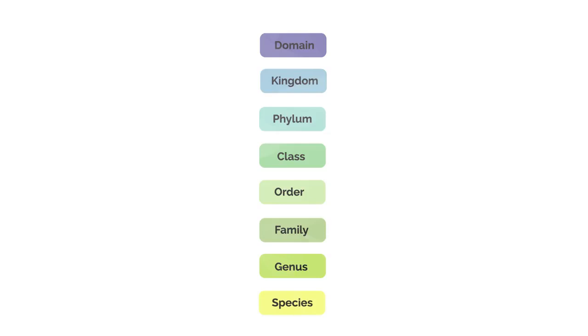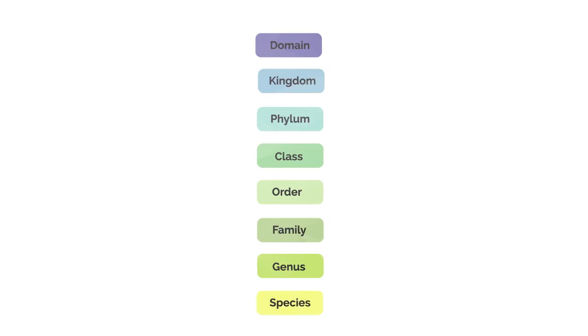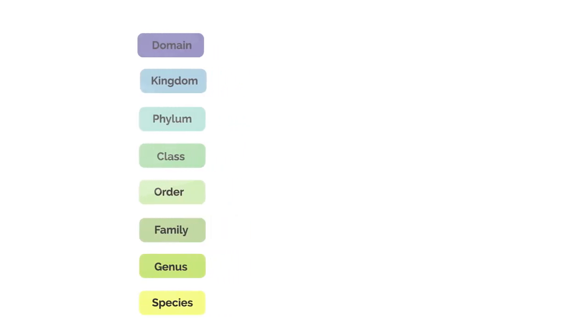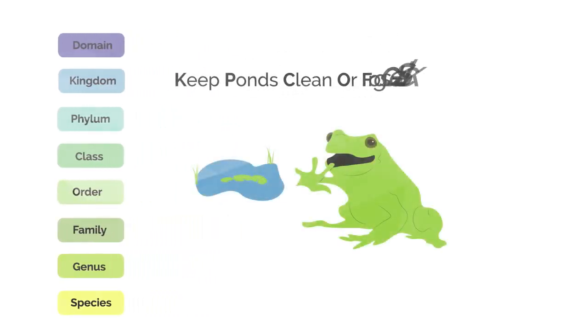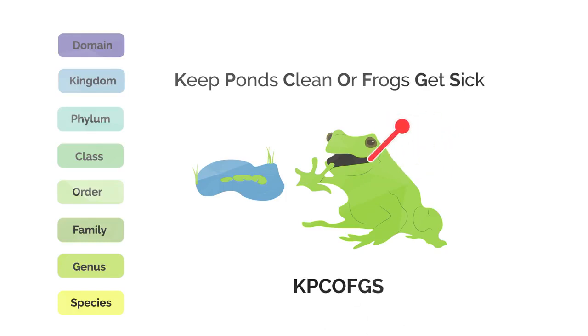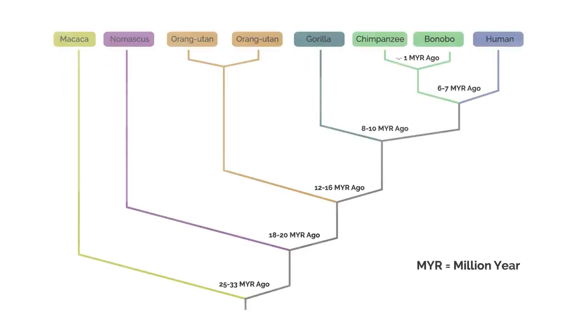The structure of Linnaeus's taxonomic groups can be seen here. You can make up a little rhyme or acronym to remember this, such as "keep ponds clean or frogs get sick." By using this system of common groupings, we can develop diagrams that show the interrelatedness of organisms based on their morphological diversity. For example, this diagram of a taxonomic tree shows that humans are more closely related to chimpanzees than they are to gorillas. A common ancestor is represented by each split in the branches of the taxonomic tree.